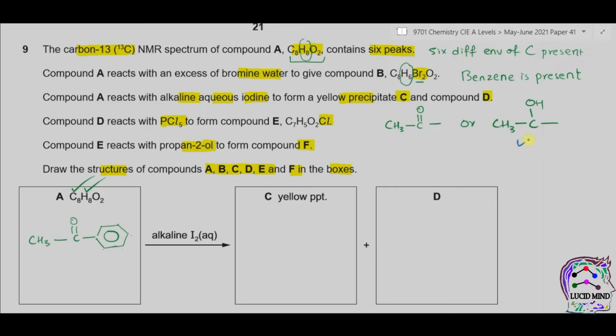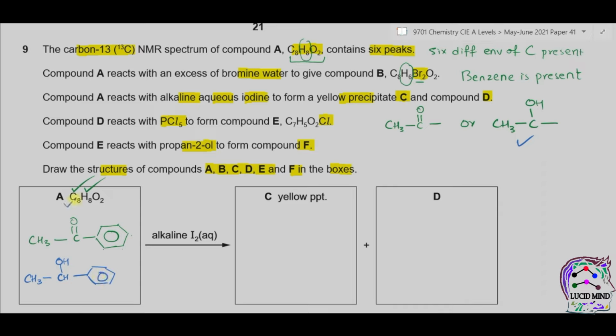Now we can try the second one, CH3CHOH, then benzene ring. Now we have 6, 7 and 8 carbon atoms. We have 1, 2, 3, 4, 5 hydrogens in benzene, 6, 7, 8, 9, 10. Now we have only 8 hydrogen atoms, not 10, so therefore this structure is also incorrect.